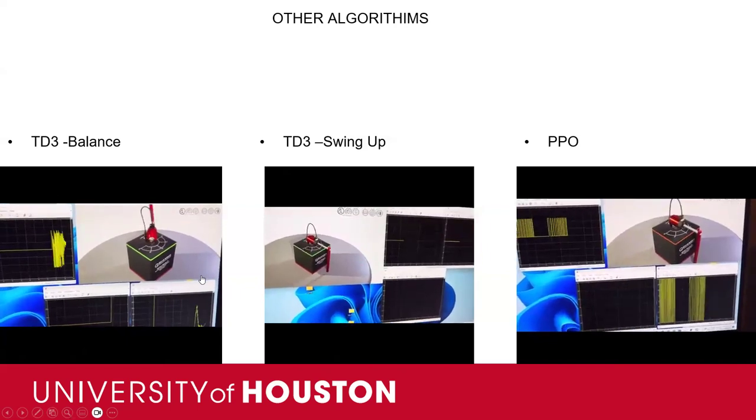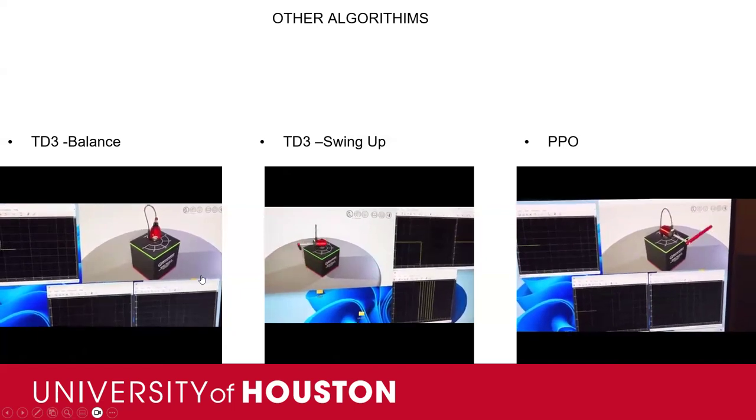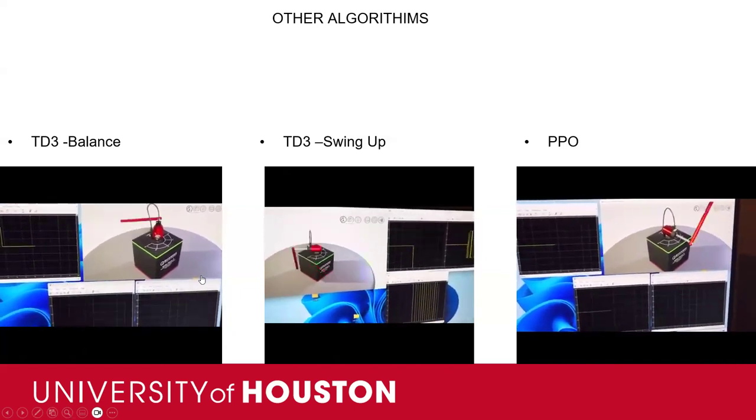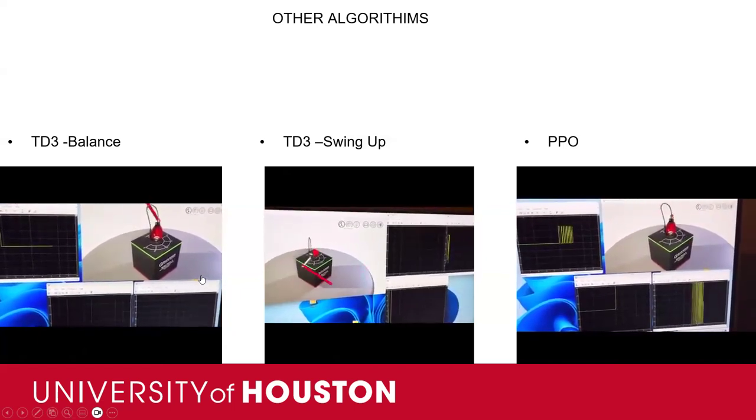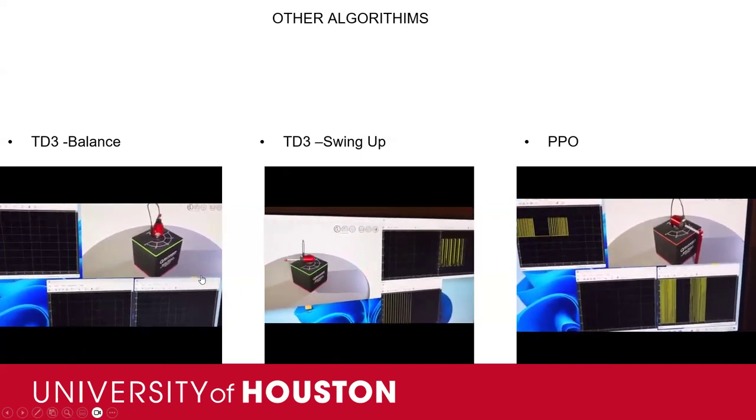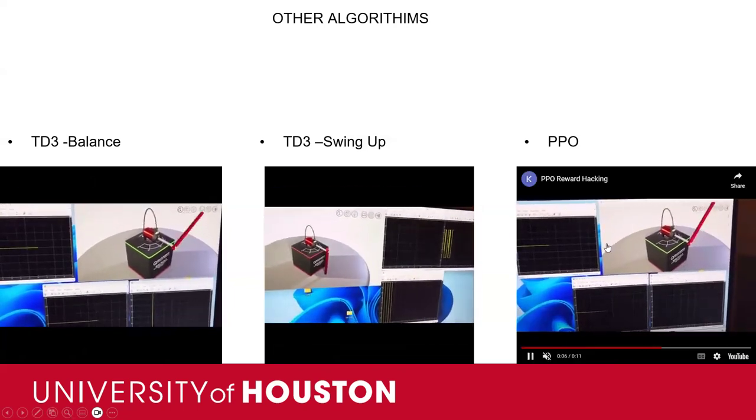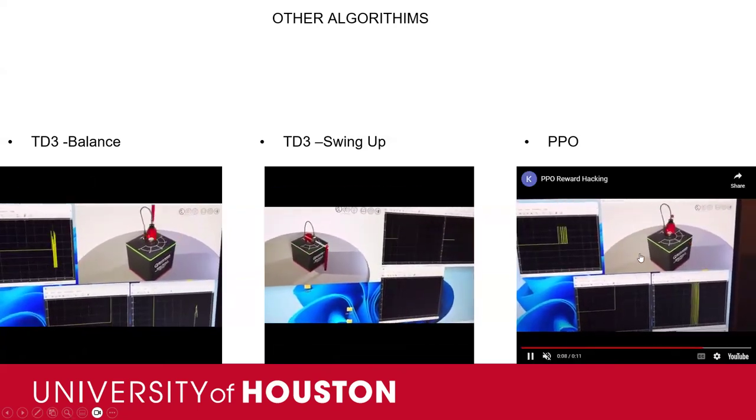On TD3 swing up, you kind of see some of the same behavior as the DDPG algorithm that failed because it was initialized in the envelope, but you also see some of that reward hack behavior where it's trying to go to the edge of the boundary to accomplish a swing up. What's really interesting at the very end is the PPO.